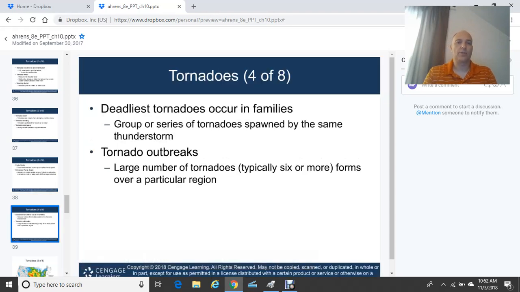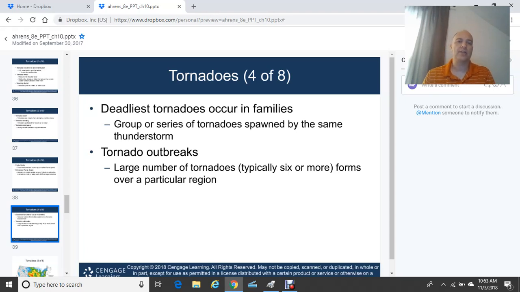So the deadliest tornadoes actually occur in what are known as tornado families. They're a group or series of tornadoes spawned by the same thunderstorm. When we talk about tornado families, we're talking about an extreme case in which the atmosphere is very primed that day for some very significant thunderstorms to develop. And those could be long-lasting tornadoes, usually associated with these tornado families.